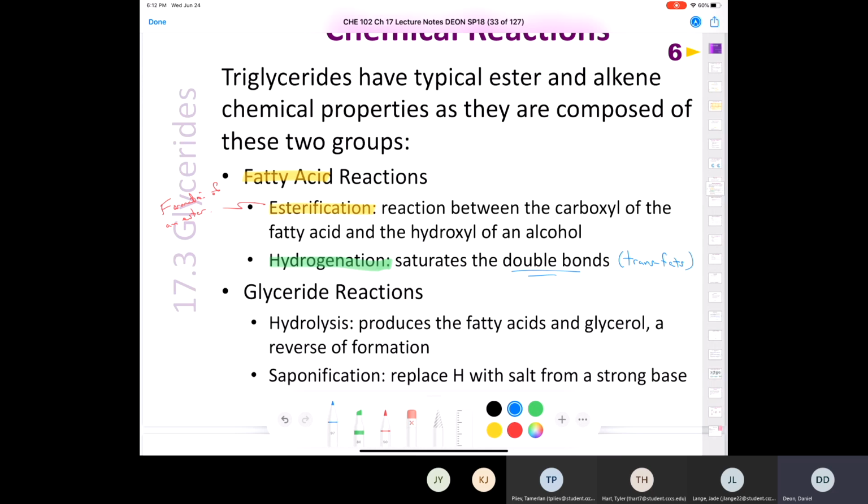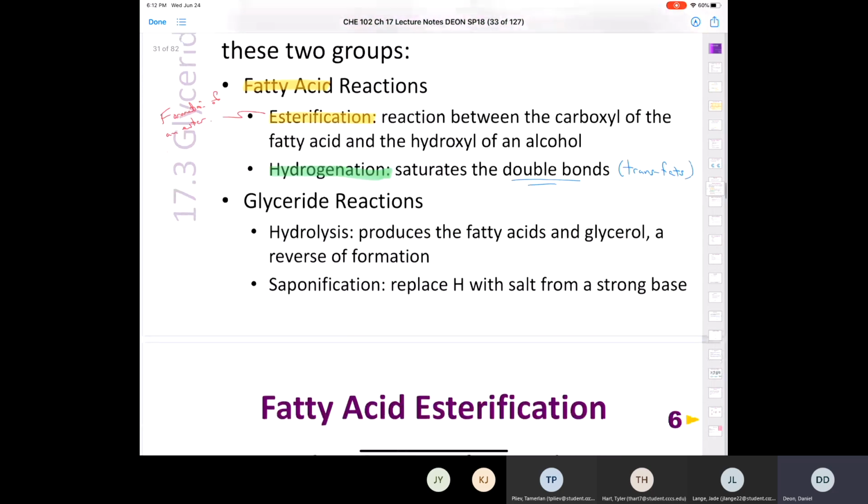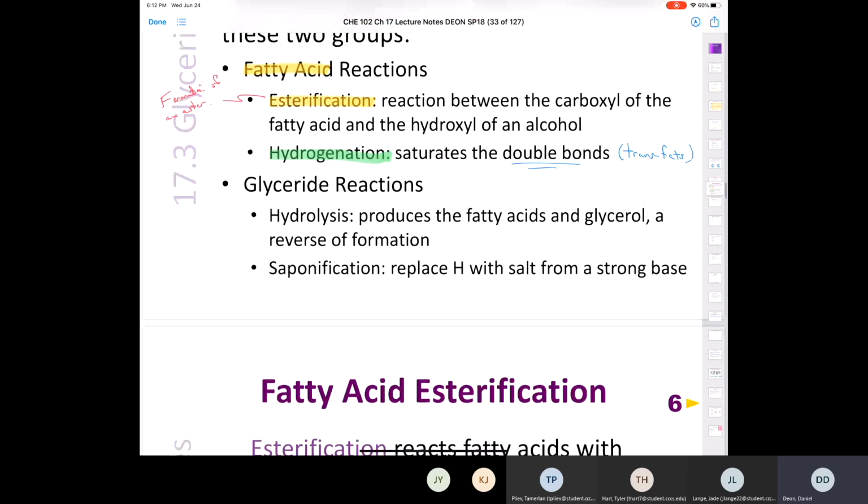Okay. Next, it says glyceride reactions. We can take a glyceride or a triglyceride and we can hydrolyze it to regenerate the fatty acid and glycerol. And then we can also hydrolyze a triglyceride with base, which is saponification.